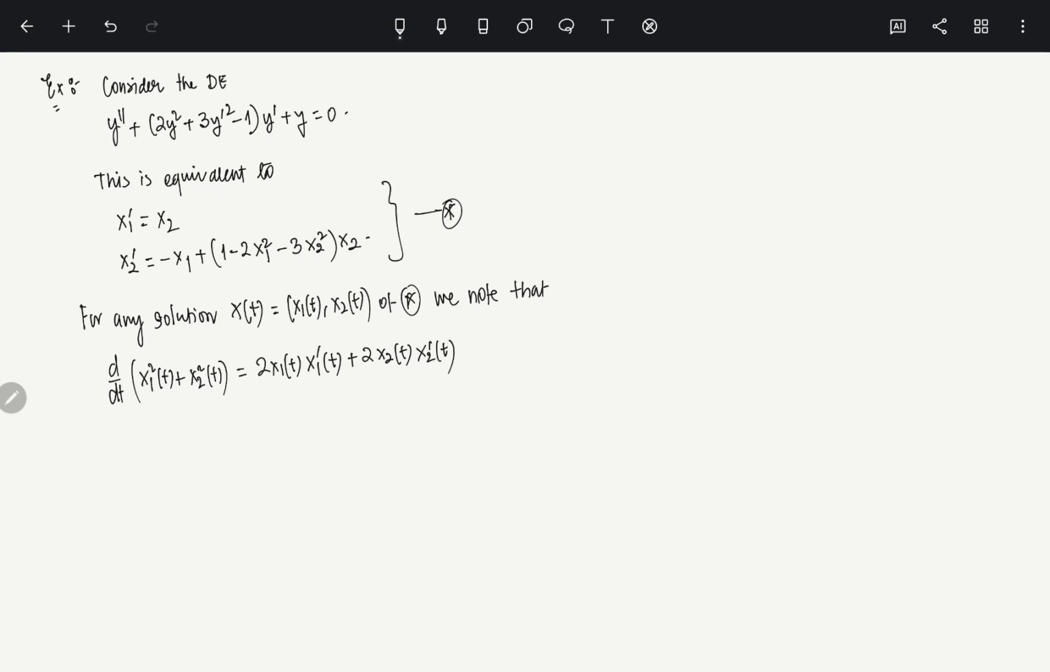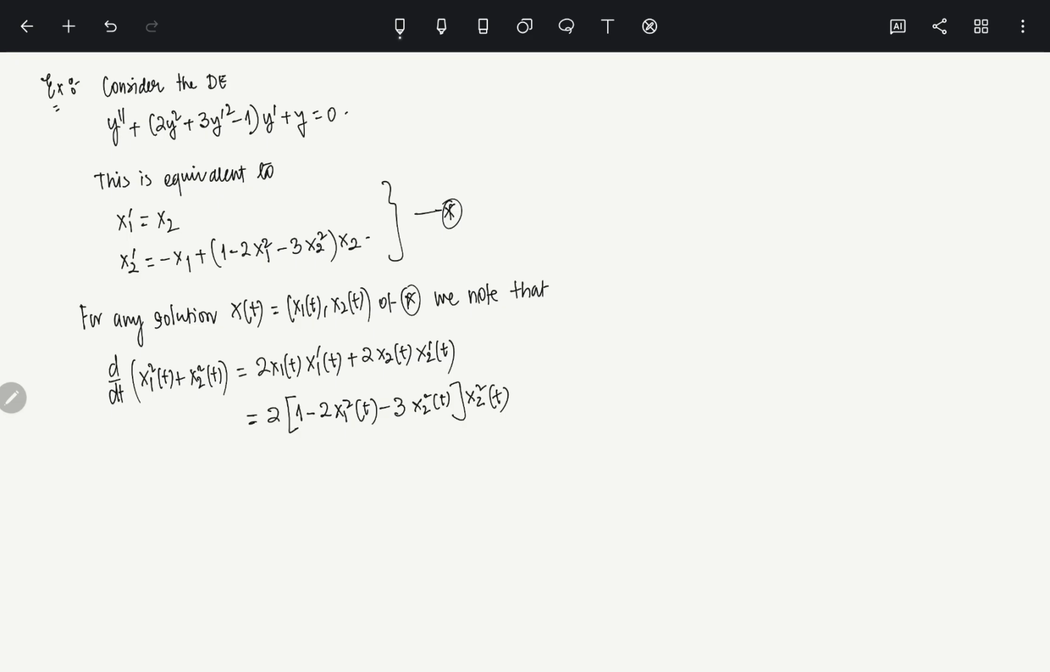Now if we put the values of x1 prime and x2 prime, this is what we are going to get. Here we are going to get 2 times 1 minus 2 x1 square of t minus 3 x2 square of t, times x2 square of t, plus 2 x1 x2 minus 2 x2 x1. I hope this is correct.